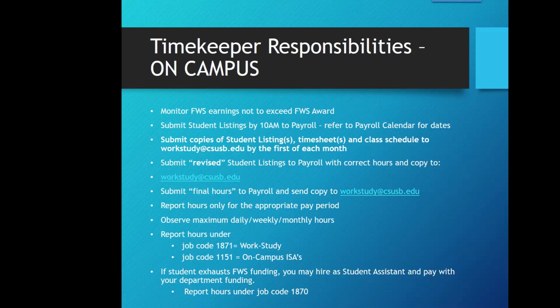For time reporters reporting work study hours, you will post those under job code 1871. For our on-campus ISAs and College of Ed, that's under job code 1151. I do that again for our off-campus student populations. And if work study students exhaust their funding, you may hire them and pay them out of your own departmental funding and report those hours under job code 1870.